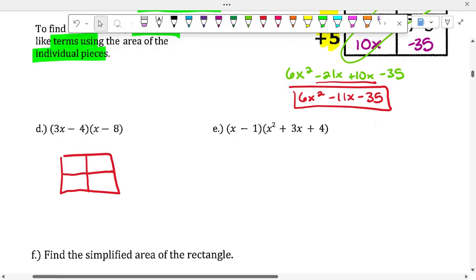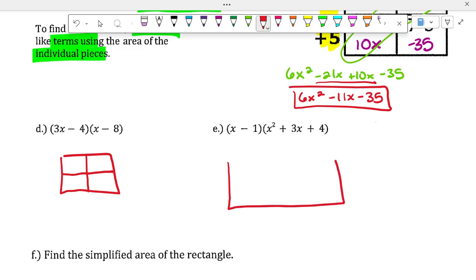Whereas for E, what size box do you think I'm going to have? So I have a 2 by 2 for the first one. So what do you think, 2 by 3? Because it's a 2 term and a 3 term. So I need 3 columns and 2 rows. Now you could have done 3 rows and 2 columns. It doesn't matter. Just for space wise, I'm doing 3 columns, 2 rows.